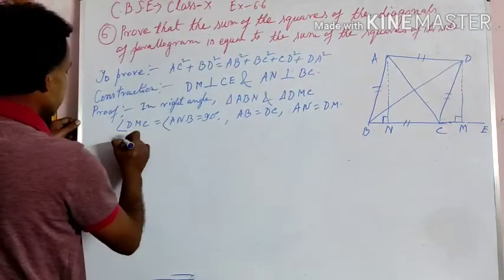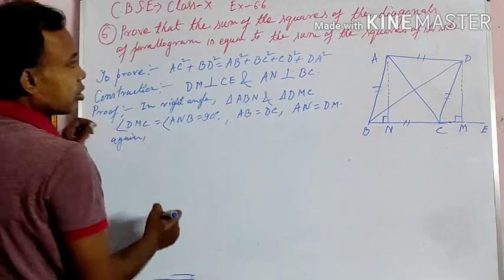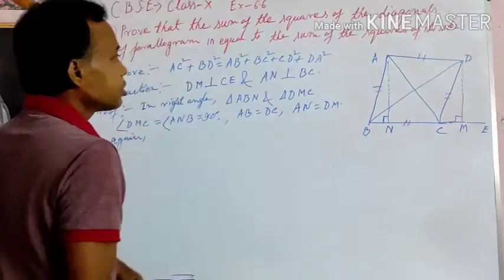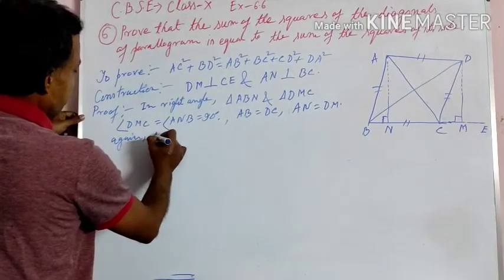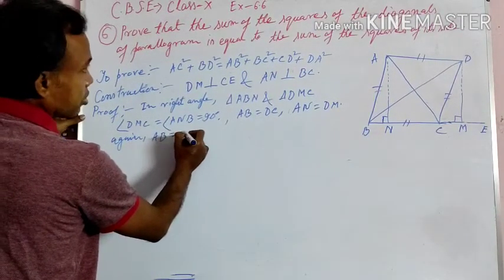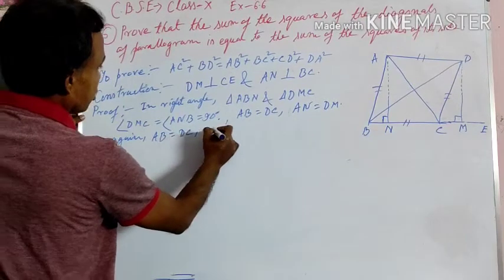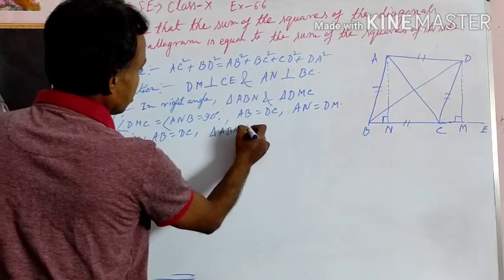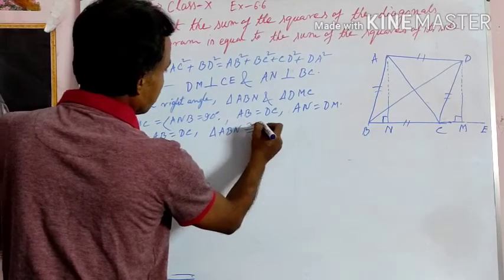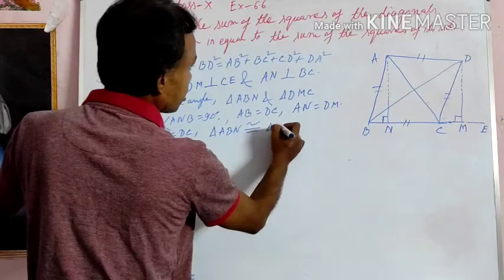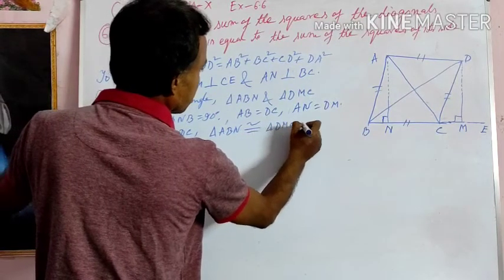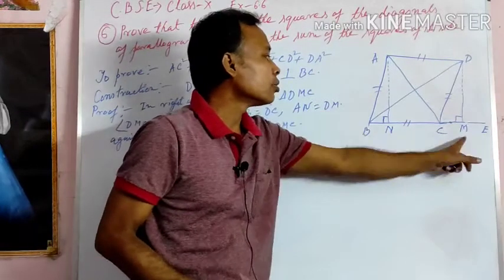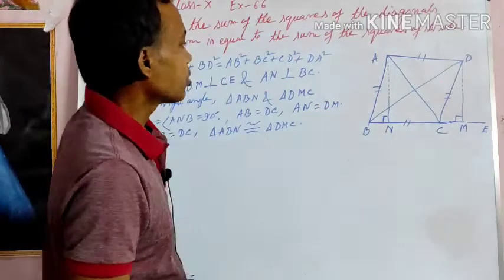Again, AB is equal to DC because they are opposite sides of a parallelogram. Therefore, the two triangles, triangle ABN is congruent to triangle DMC. Okay, the two triangles are congruent.